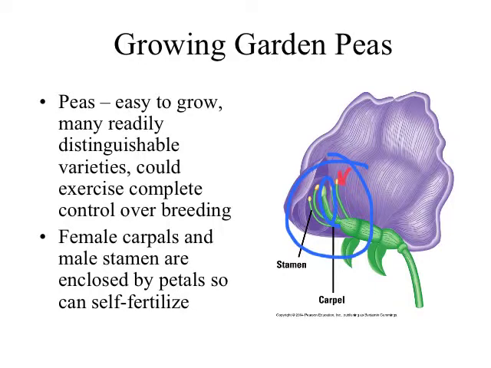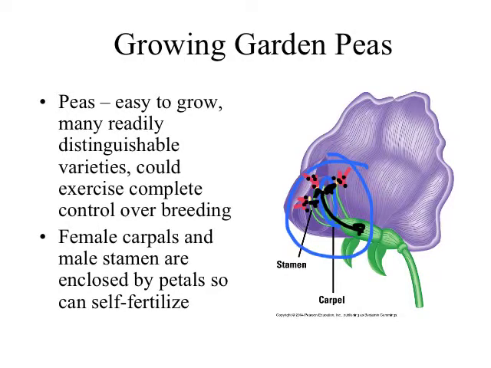These little guys make the pollen. And basically in an enclosed flower, they are going to self-fertilize. So whatever pollen is made by the stamen, the carpel here is sticky, so it's going to stick directly to the pollen, and it's going to self-fertilize.